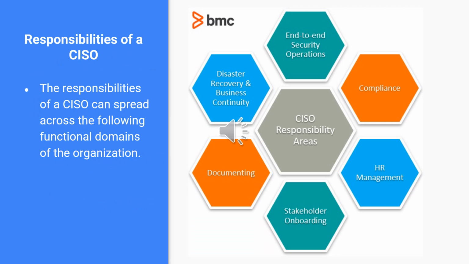Now I will highlight some of the roles of the Chief Information Security Officer. The Chief Information Security Officer is responsible for an organization's information and data security. Some of their roles include developing and implementing security policies, identifying and mitigating security risks, ensuring compliance with relevant laws and regulations, and also responding to security incidents.